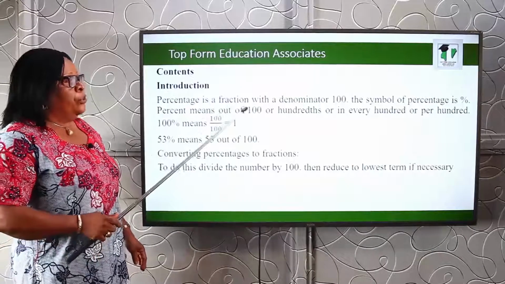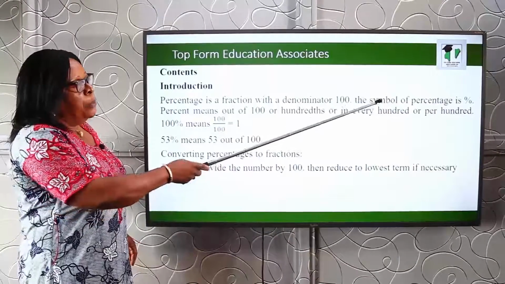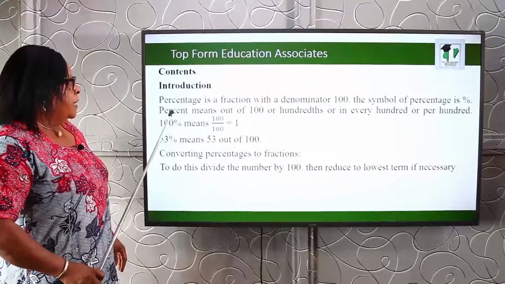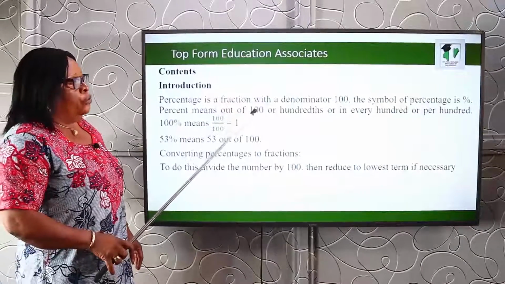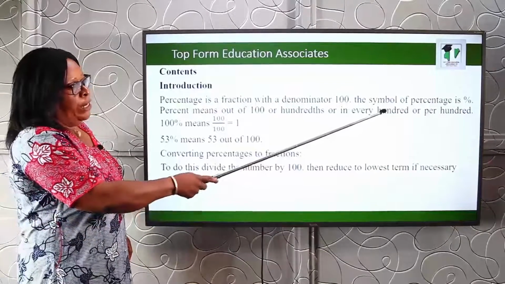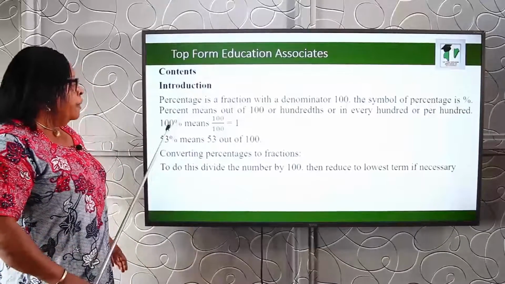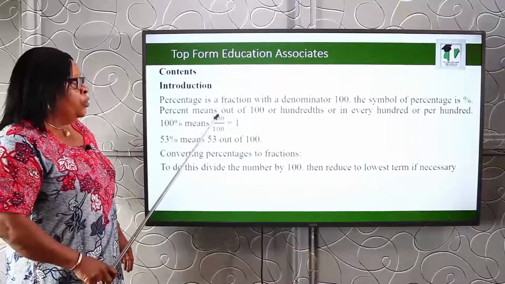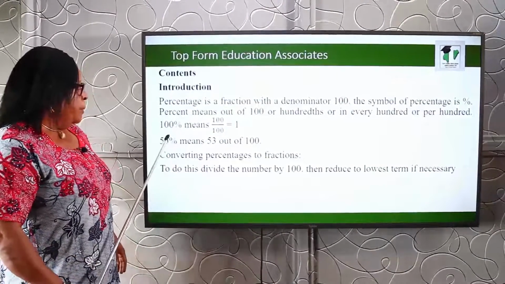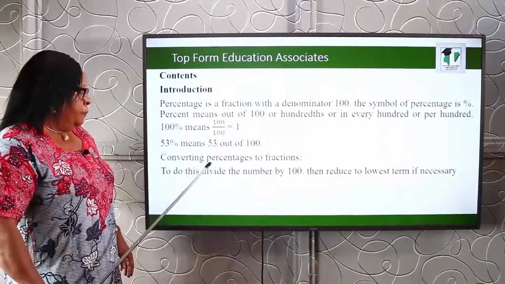Percentage is a fraction with a denominator of 100. The symbol of percentage is as written. Percent means out of 100, or in every 100, or per 100. So 100% means 100 over 100, which is 1. 53% means 53 out of 100.